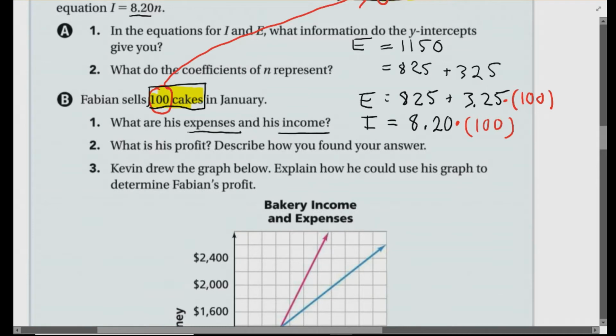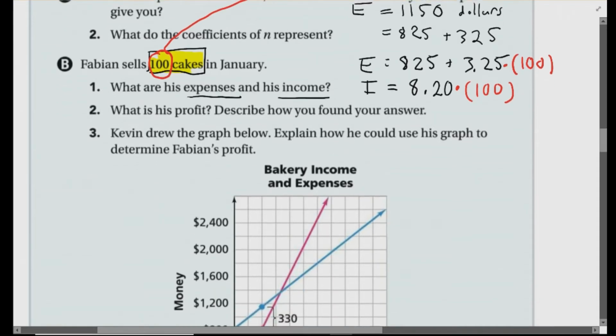And because these are expenses, dollars. Okay, and let's quickly do the income. Same thing, 100 times 8.20. Same thing as moving the decimal place over twice. Income is $820.